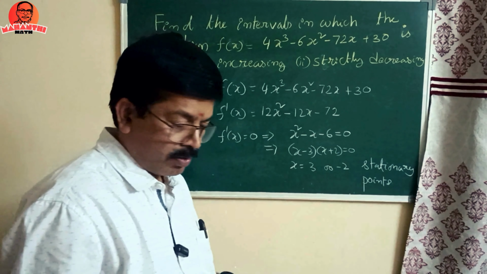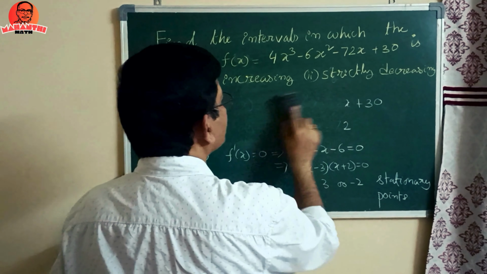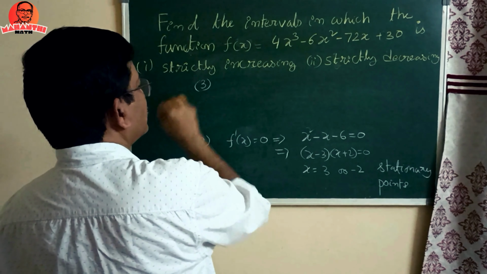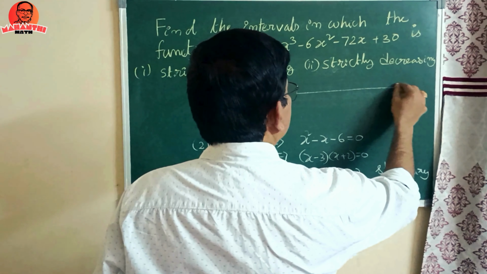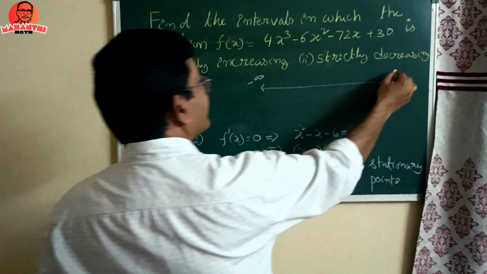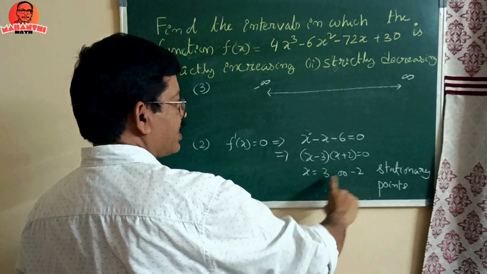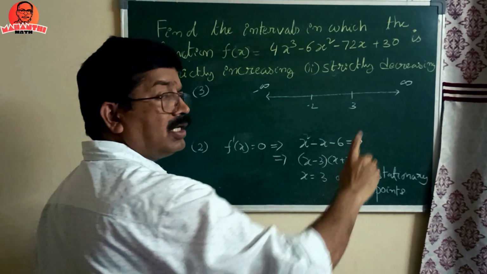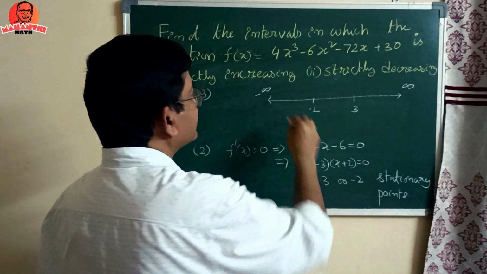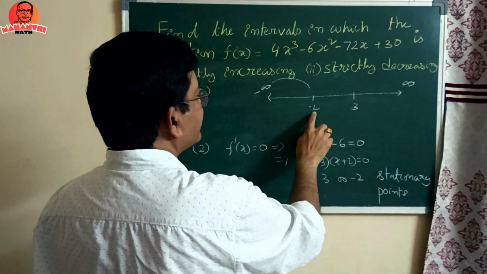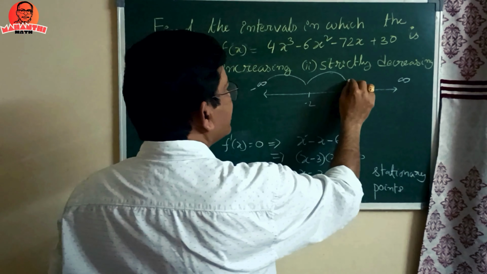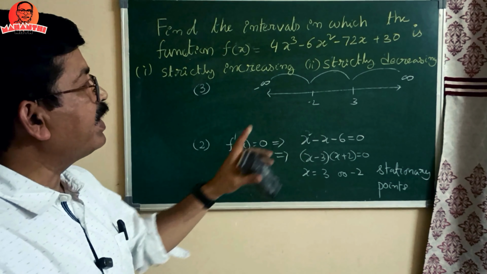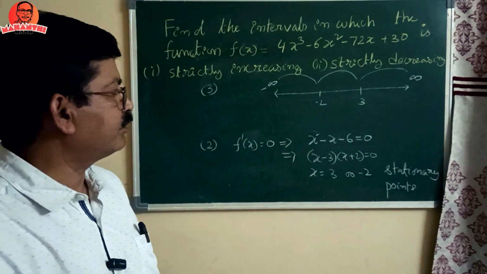Now our third step. You draw the number line. Number line means here minus infinity to plus infinity. You plot the stationary points here. First minus 2 will come, next 3 will come. Now total number line is divided into 3 intervals: minus infinity to minus 2, minus 2 to 3, 3 to infinity. In these intervals, where our f'(x) is positive, where it is negative, we have to find.